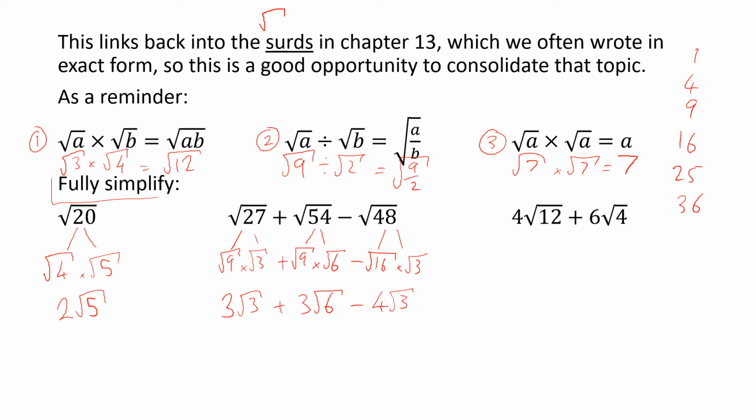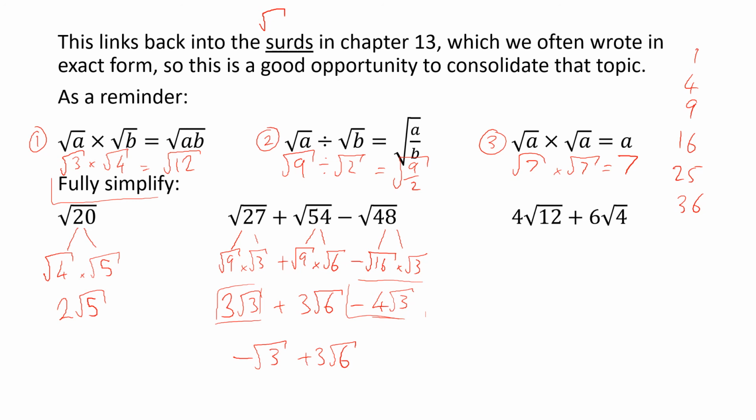Now if we're looking to fully simplify this, we can only combine together things which have the same surd. So we've got 3 root 3, take away 4 root 3, that's overall going to give you minus 1 lots of root 3. And then we've still got this plus 3 root 6. We can't combine these together, they are different surds. That's a root 3 and that's a root 6. So that's fully simplified, that's as far as we can go.